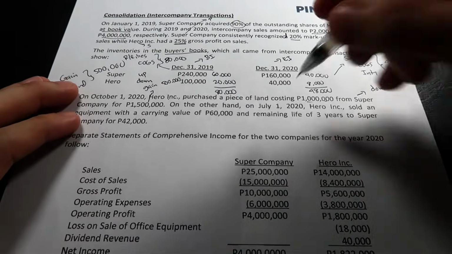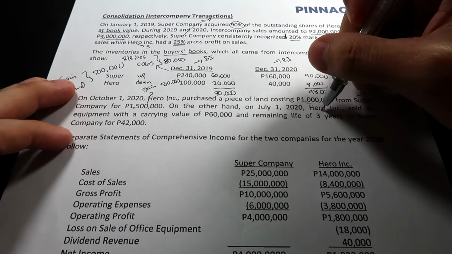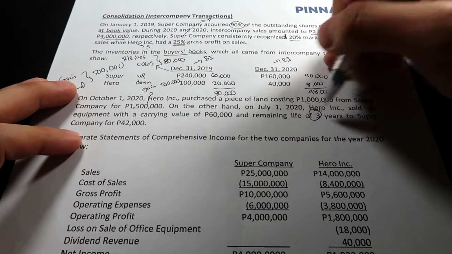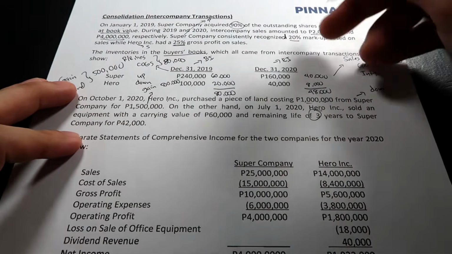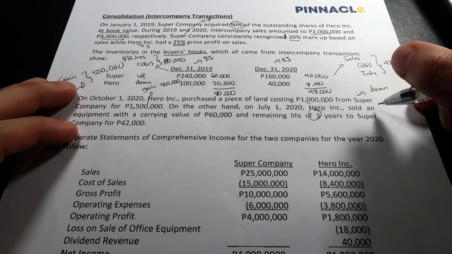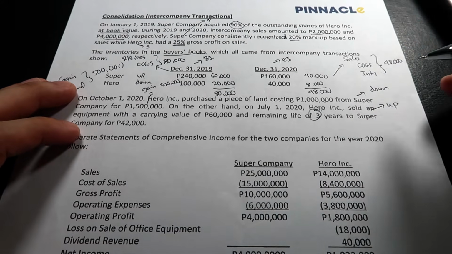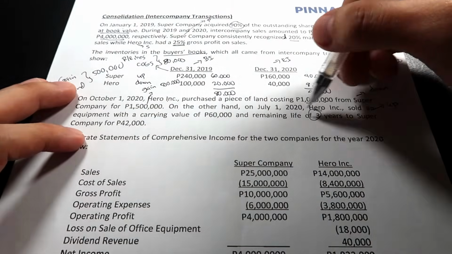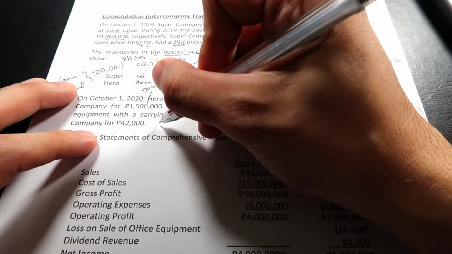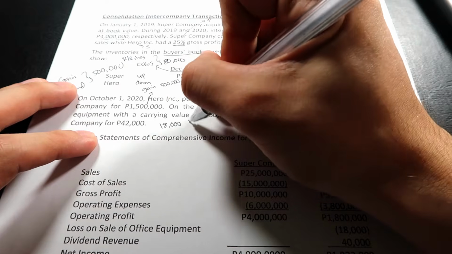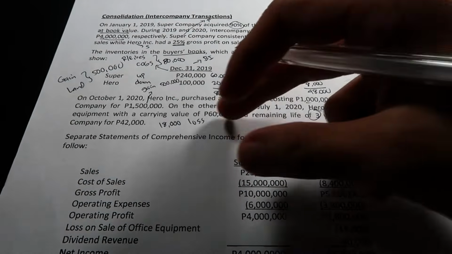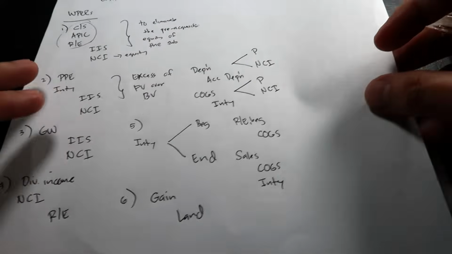On the other hand, on July 1, 2020, Hero Inc. sold an equipment with a carrying value of 60,000 and remaining life of 3 years to Super Company. Hero is the sub, Super is the parent. It came from the sub, so this is an upstream transaction, right? In this case, the carrying value is 60,000 but it was sold for 42,000. There's a difference of 18,000. This is a loss. Am I right? We have to eliminate this because it's an intercompany transaction.